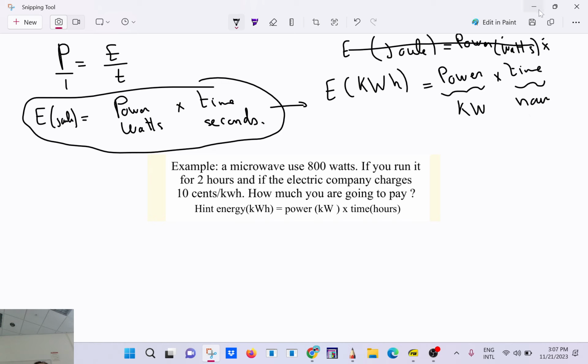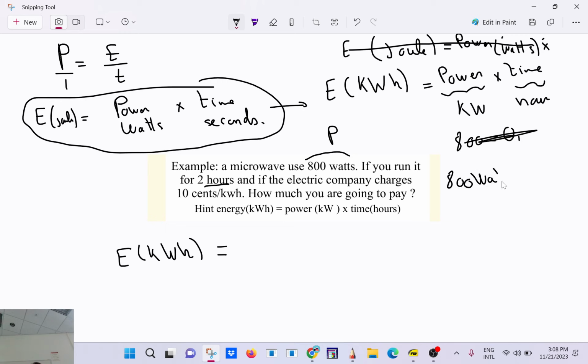So it's very useful. So microwave consume a lot of energy. So 800 watts. So that will be the power. And let's say you run it for 2 hours. Okay, so what's going to be the energy in kilowatt hour? So the power, you want that in kilowatt. And here you have 800 watts. So 800 watts is how much in kilowatt? Would you just divide by 1,000? Divide by the 1,000, right? So 800 watts is 0.8 kilowatts. Do you all agree?